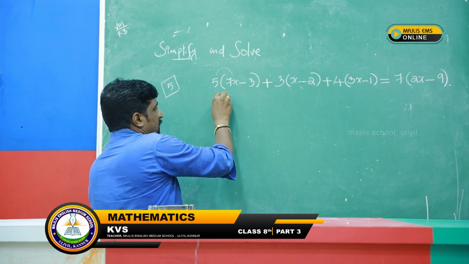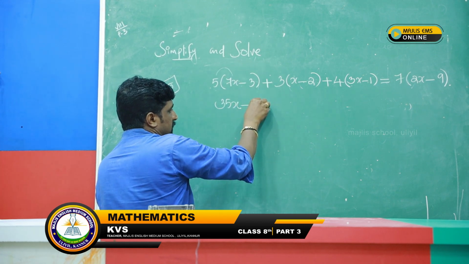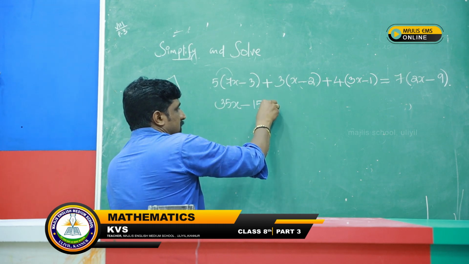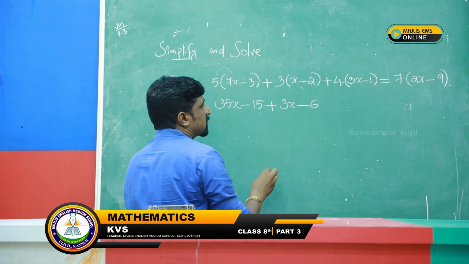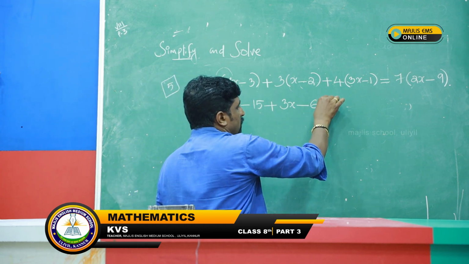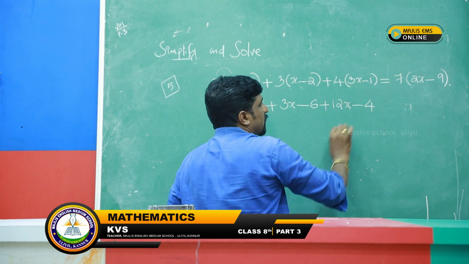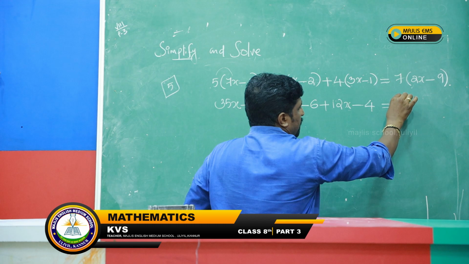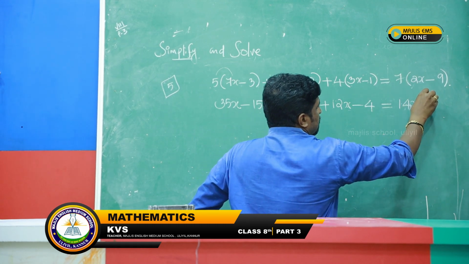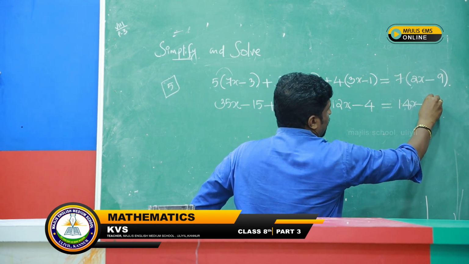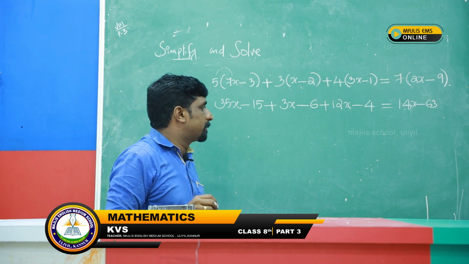5 into 7, 35x. 5 into minus 3, minus 15, that's over. Plus 3 into x, 3x. 3 into minus 2, minus 6. Then 4 into 3x, 12x. 4 into minus 1, that is minus 4, equal to 7 into 2x, 14x, minus 63. Like this we got.